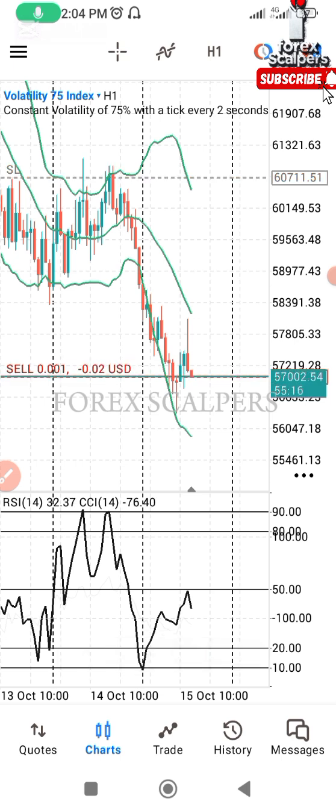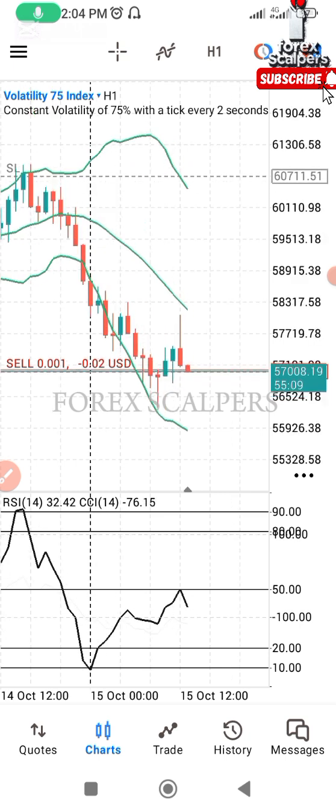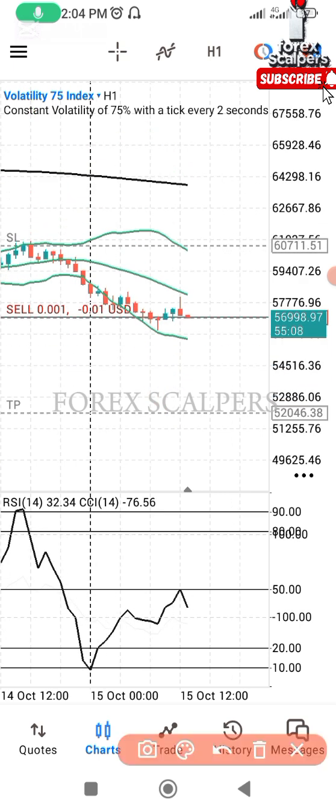So again, what are the conditions? Why am I in this trade? Let me take my time to explain. First, I determine the trend. Price is below the simple moving average 200. We determine the trend. So we are in a downtrend.